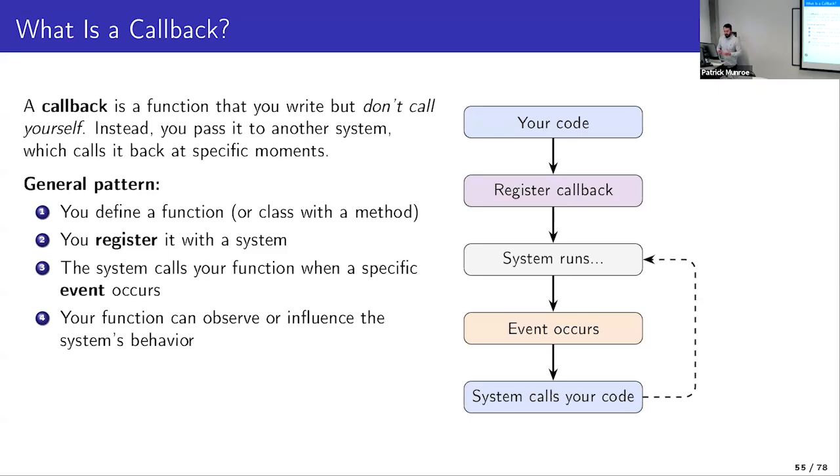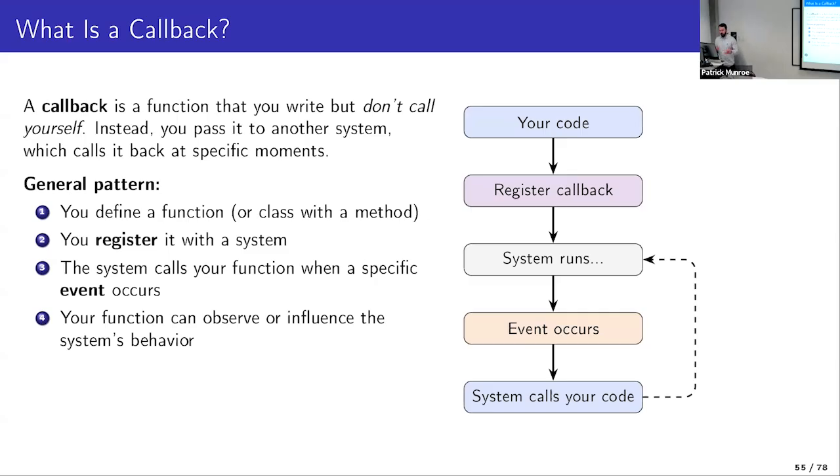So a callback is essentially a function that you write yourself, but that you don't call yourself. You provide this function to some kind of system, here to CPLEX, and CPLEX decides when it wants to call this function. So usually, you write your code, you register the callback in the system, then the system runs, and when some specific event occurs, the system will call your callbacks.